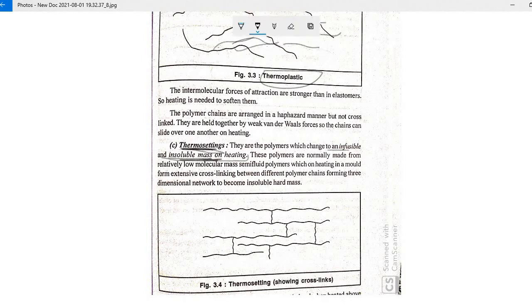Now thermosetting polymers. They are the polymers which change to an infusible and insoluble mass on heating. तर ते insoluble mass on heating होतं and they become permanently hard. तर काय होतं, जेव्हा ते मोल्टन स्टेटमध्ये येतात तेव्हा ते परमनंटली त्या स्टेटमध्ये राहतात. सो दिस इज नोन एज थर्मोसेटिंग.